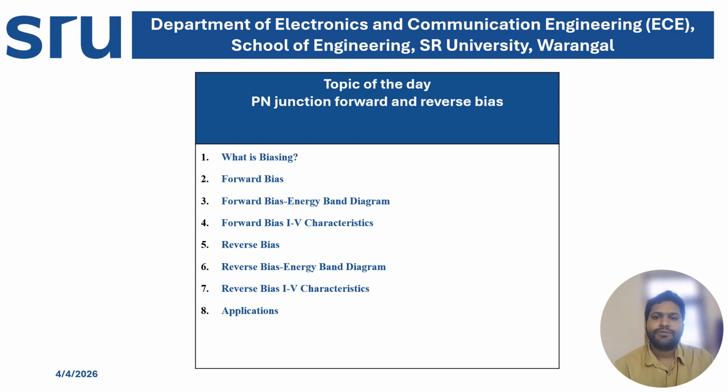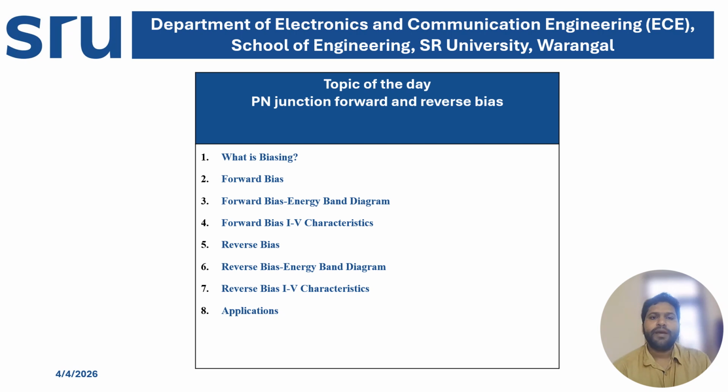Biasing is the process of applying external voltage to a semiconductor device in order to control its operation. It is mainly used in PN junction diodes and transistors. By applying bias, we can control whether current flows or not and how much current flows. That is decided by the biasing process.